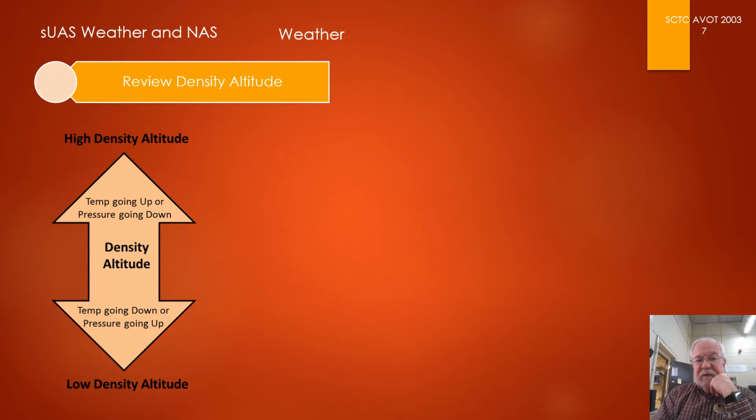All right, so again, this can't be overemphasized, I believe. High density altitude means less performance. High density altitude occurs when the temperature goes up and or the pressure goes down. So if the pressure goes down, the air is thinner, higher density altitude. Or if the temperature goes up, it's higher density altitude. And then when you get both together, it's even higher.